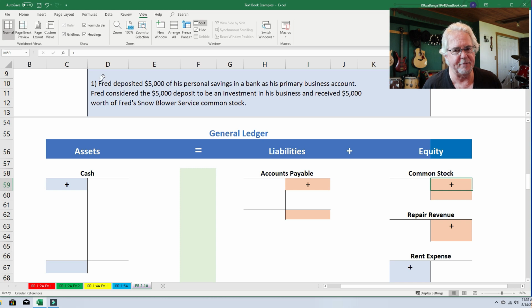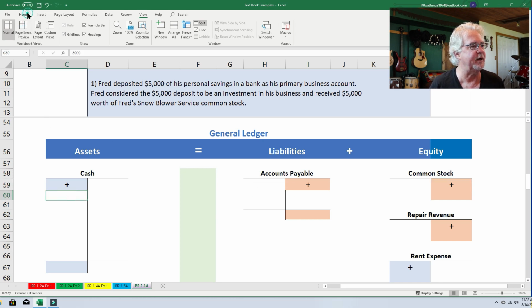So transaction number one, Fred deposited $5,000 of his personal savings in a bank as his primary business account. Fred considered the $5,000 deposit to be an investment in his business and received $5,000 worth of Fred's Snowblower Service common stock. So what's going on here? Fred is taking his own personal money, maybe he had it buried in his backyard or under a mattress, who knows where it was, and he put it into the business.